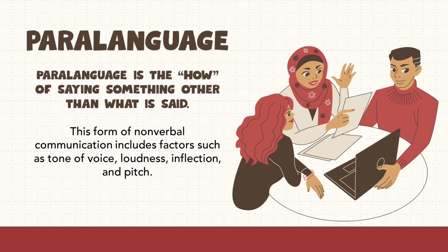The last type of nonverbal communication is paralanguage. Paralanguage is the how of saying something, other than what is said. This form of nonverbal communication includes factors such as tone of voice, loudness, inflection, and pitch. For example, consider the powerful effect that tone of voice can have on the meaning of a sentence. When said in a strong tone of voice, listeners might interpret a statement as approval or enthusiasm. The same word said in a hesitant tone can convey disapproval and a lack of interest.